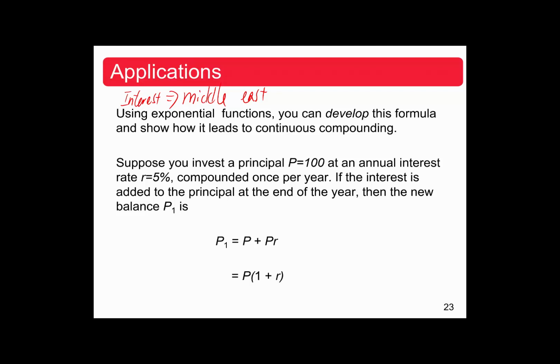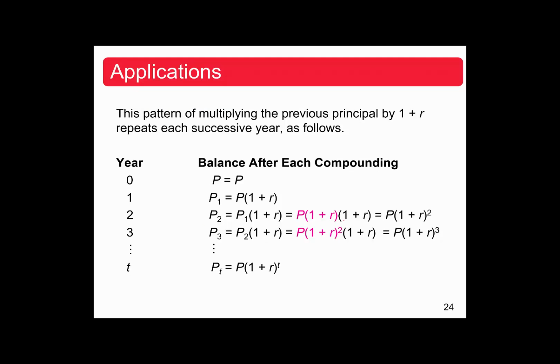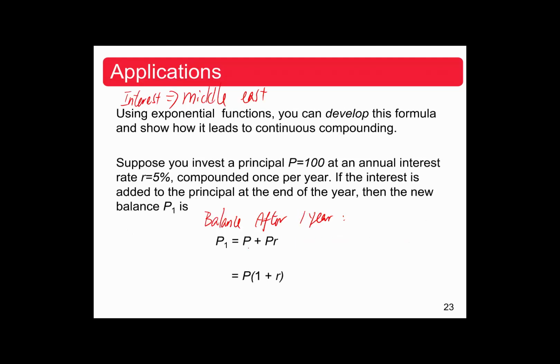compounding once per year. If the interest is added to principal at the end of the year, then look at this. This is the balance, right, after year one, meaning ending balance after year one. So typically you look at it, it's the principal amount, here $100, plus interest, since they pay 5% interest per year. So it's 5% times principal $100. If you factor out 100, it becomes 1 plus 5%. But if you look at the amount, it should be $105.